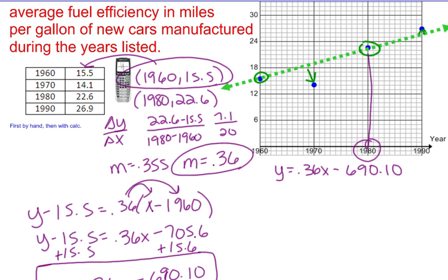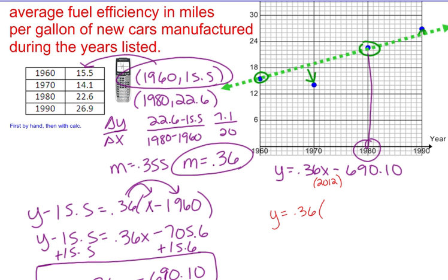Some will call it a linear regression line. What we use it for then is to make predictions about what fuel efficiency should be in the future. So let's just take our current year, 2012, and I'm going to plug that in for x. What should the fuel efficiency be for this year?